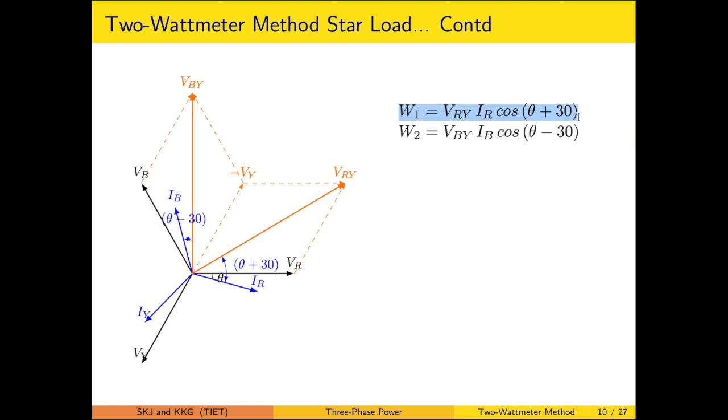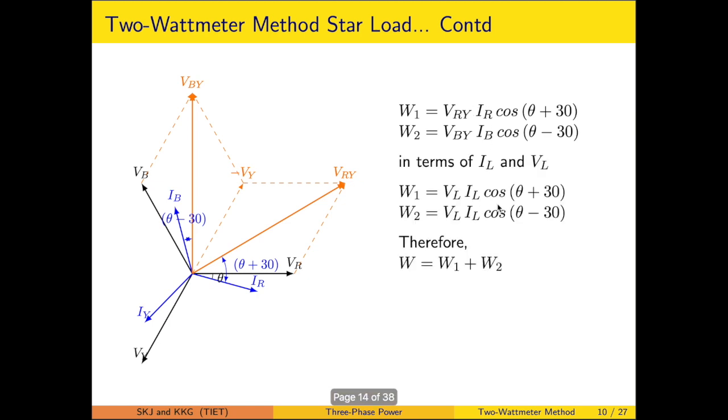W1 is VRY into IR into cosine of theta plus 30. Similarly, W2 is VBY into IB into cosine of theta minus 30. Now this is a line voltage, line current. So in terms of the line voltage and line current parameters, the equation can be resolved like this.